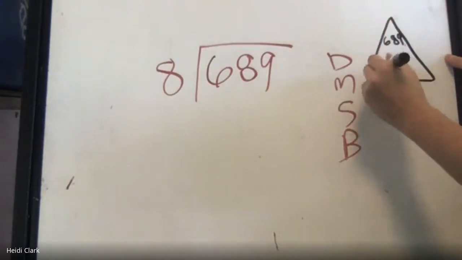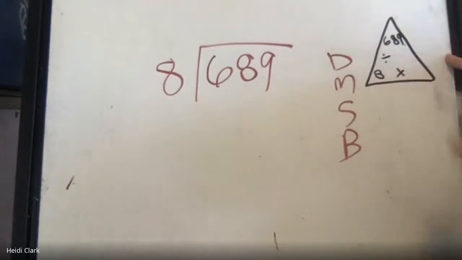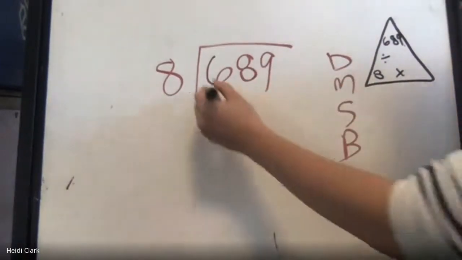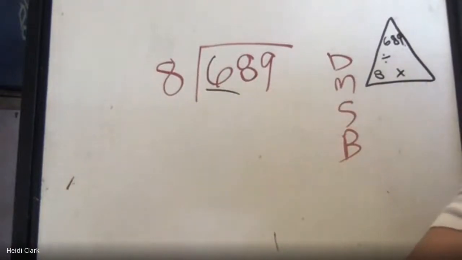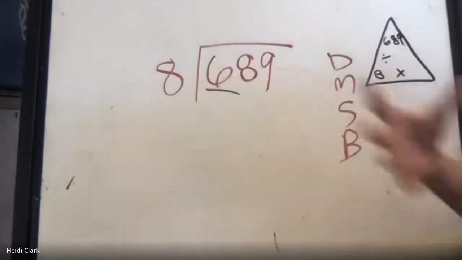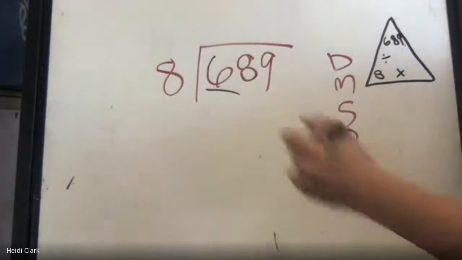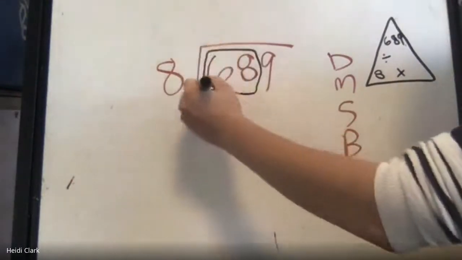689 divided by 8. 8 times something equals 689. All right, let's go for it. So the first step is to divide. So we would do 6 divided by 8, but you can't do that, right? You can't fit 8 into 6. So instead, you need to look at it like this: 68 divided by 8.